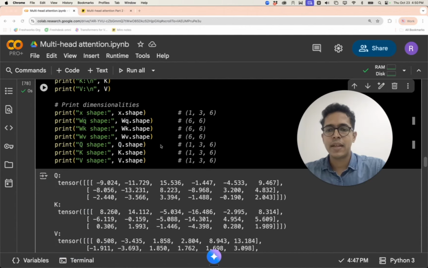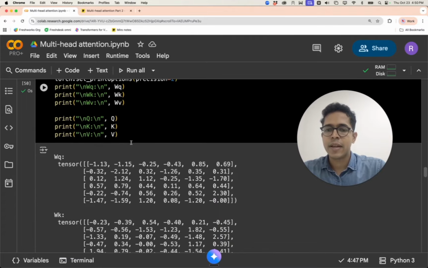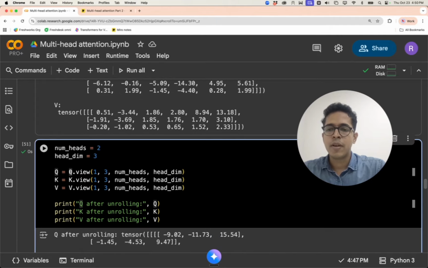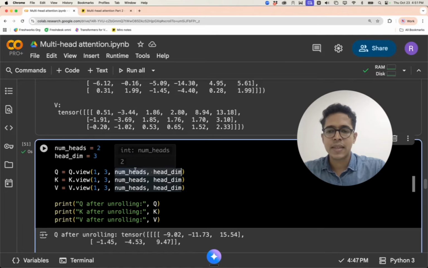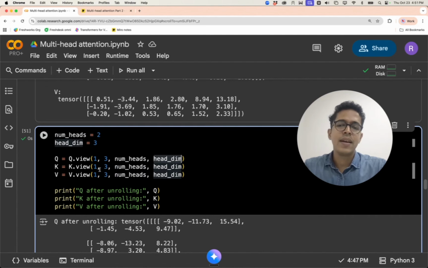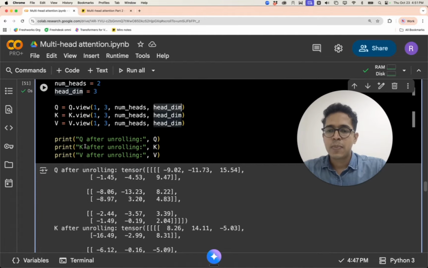That can be very easily done in code. So yeah, this is just the weight matrices being printed. The unrolling happens like this. Q will become Q dot view of 1, 3, number of heads, head dimension. Originally it was 1, 3, 6. Now, with number of heads 2 and head dimension 3, instead of 1, 3, 6 it will become 1, 3, 2, 3. So Q will become 1, 3, 2, 3. Same for key and same for value. And then when you display query, key, value after this unrolling, you will get something like this.